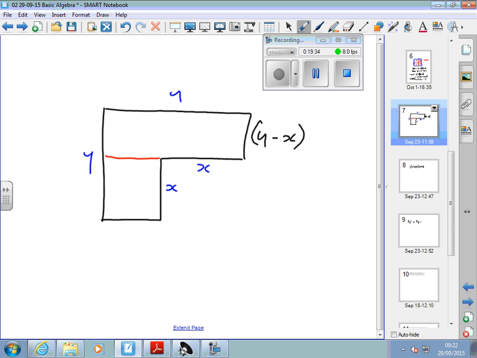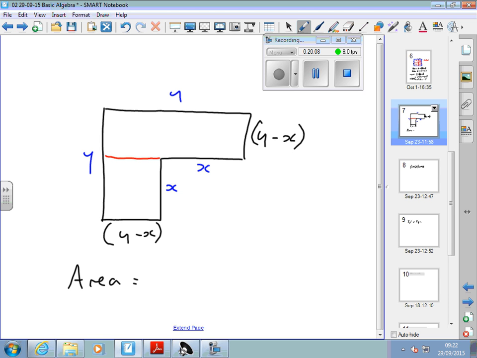What about this side? Somebody else. What would that be represented by? Y minus x, same. Yeah. This whole side y, if I take away this length x, which is here, I've got y minus x. I've got that side. So that's the expression for that. So now I can write down an expression for the area.